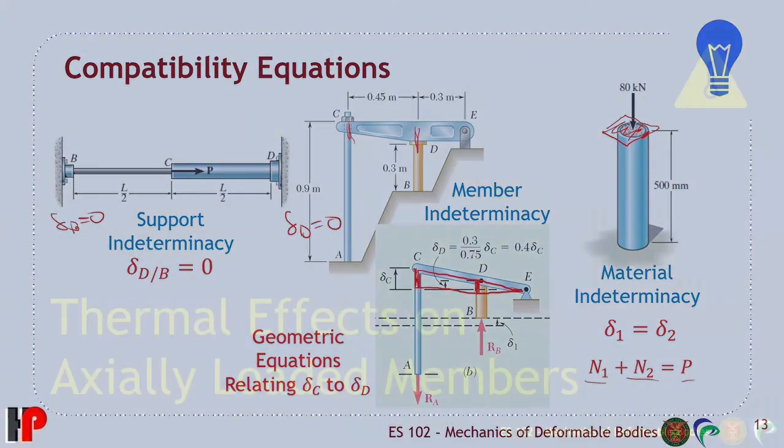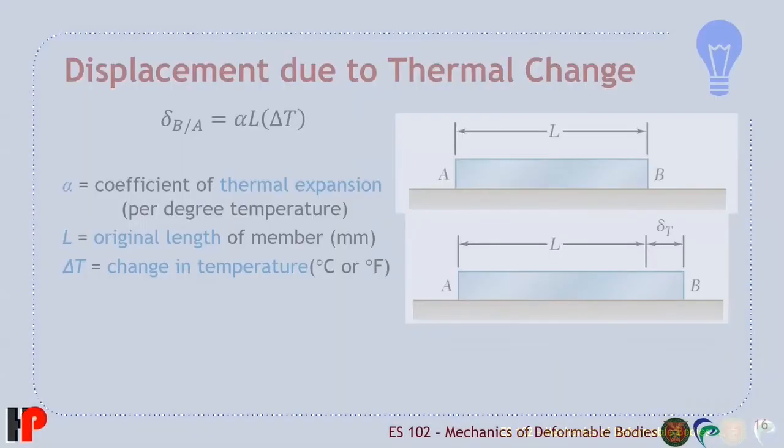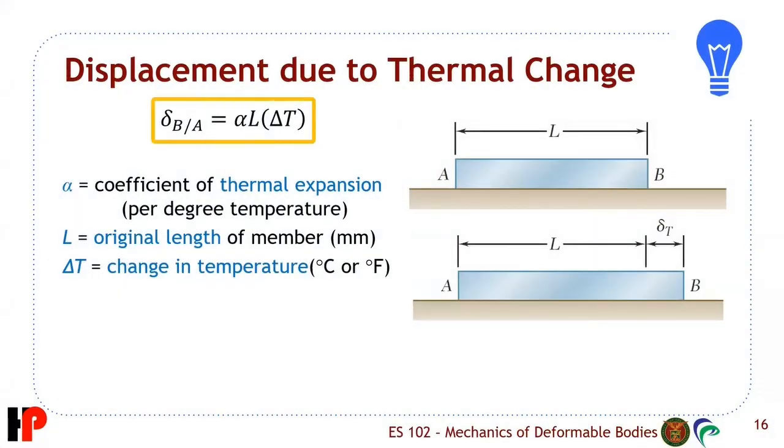Okay? We now go to thermal effects. So si thermal effects naman, so it's equal to alpha L delta T, where alpha is the thermal expansion coefficient, L is the length, and then delta T is the change in temperature. So ito po siya. So imagine nyo kapag ininit, hahaba siya by an amount delta T. Now, this is the case wherein walang constraint. So you're allowing it to expand.